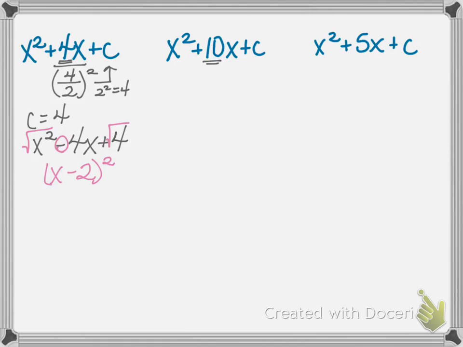Take our b. It is half of that squared, and that's going to go in my c position, which gives me 5 squared, which is going to be x squared plus 10x plus 25. All right, and so this would be our C right here. This would be our C on the other one.